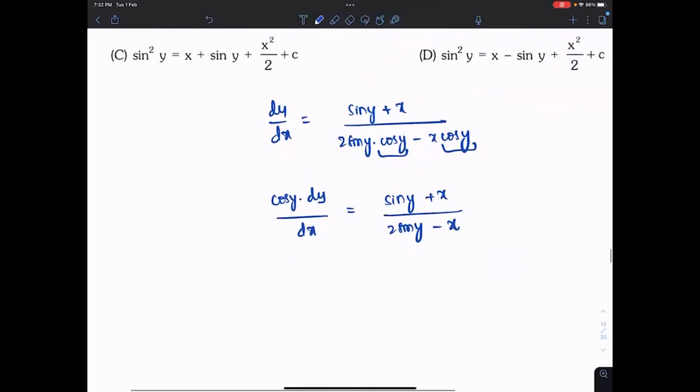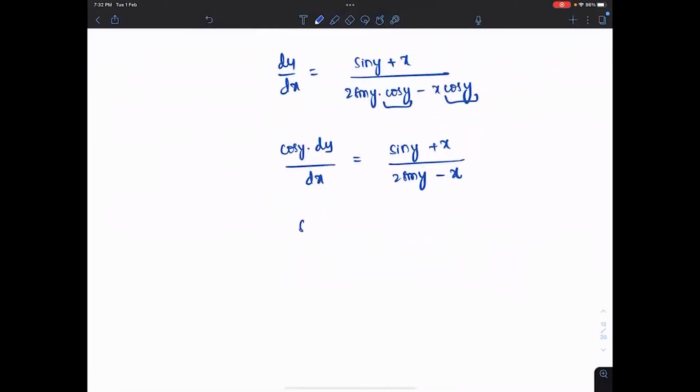Now, simple. Sine y, you take it as some variable. Let's say that variable is t. Then what will be cos y dy? It will be dt, just like in integration. So this will be dt. So dt by dx will be equal to (t plus x) by (2t minus x).